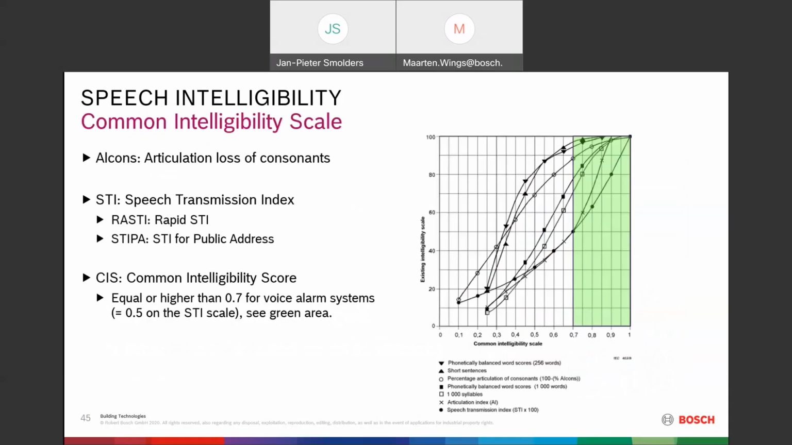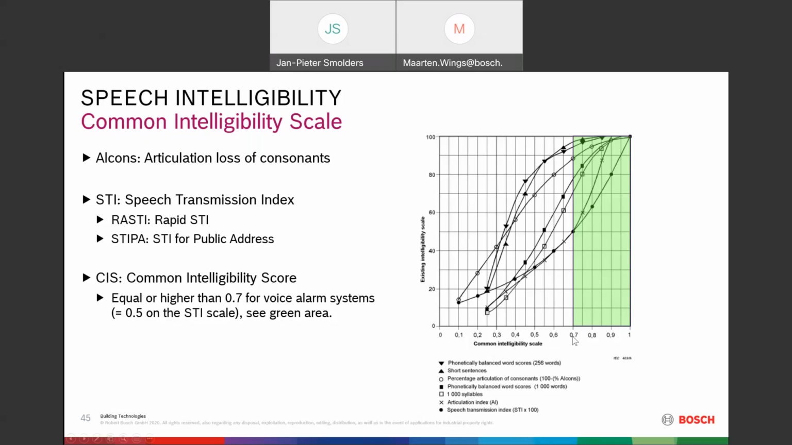There are different ways to measure intelligibility. One is the Alcons method, the articulation loss of consonants, and the one I just mentioned, the STI, speech transmission index. We use STIPA, the STI for public address. On the right side you see the different ways you can measure intelligibility, and all these methods are combined in a common intelligibility scale.